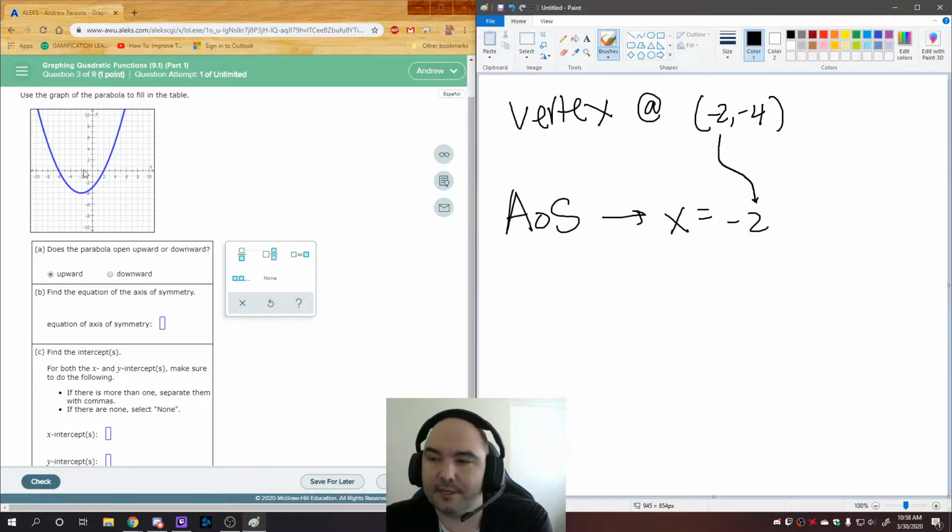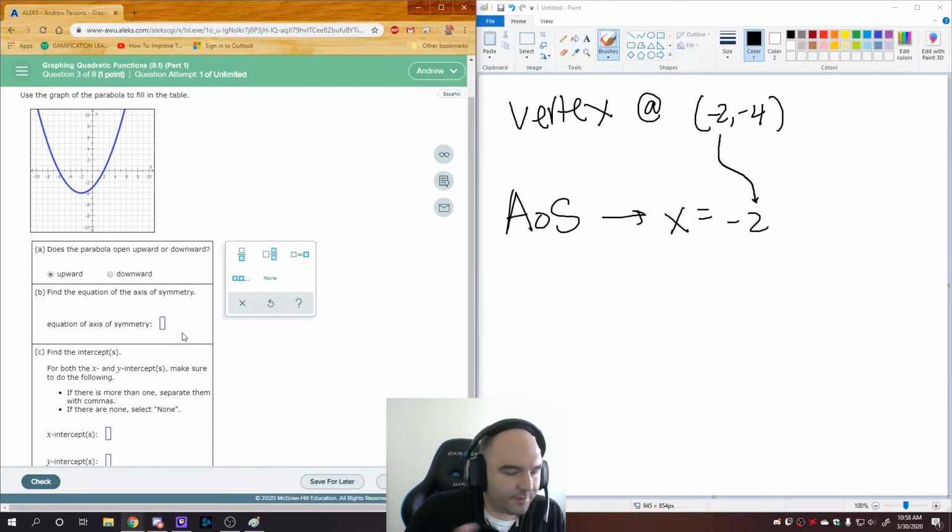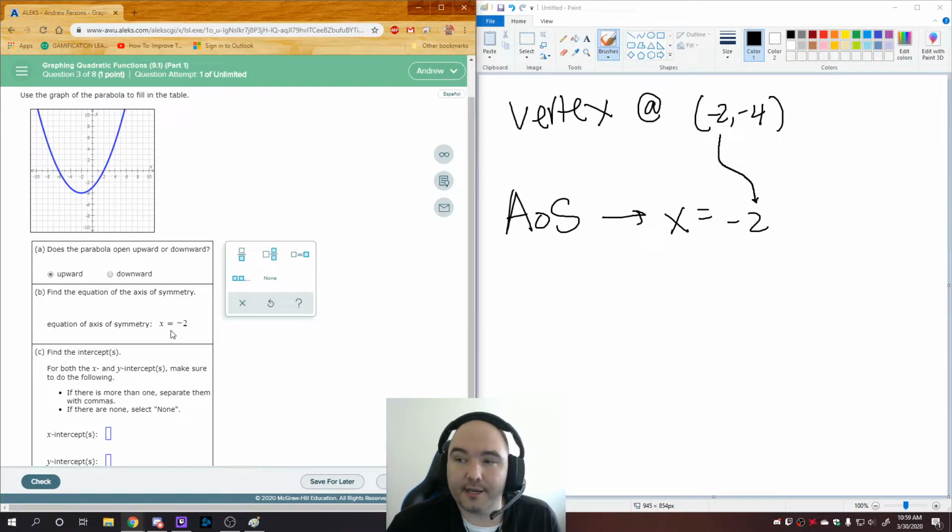It would be very hard to see that on a graph. So it's very important to know that you would want to do -b over twice the a value. But for this problem, we're going to write x equals -2. Hey, by the way, when you're doing your homework, it's very important you write x equals -2. If you just write -2, you will get it wrong. So please write x equals -2.